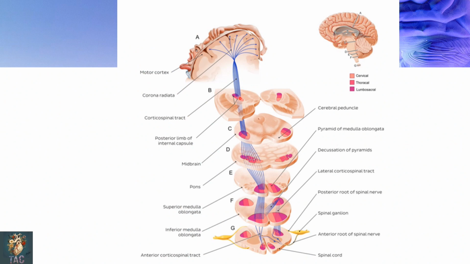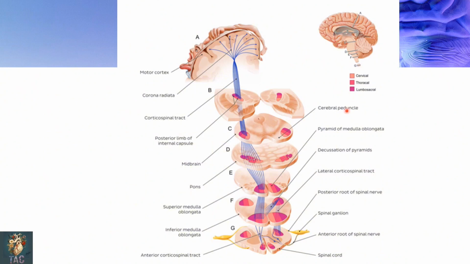Here again in this diagram you can see the corona radiata, then the internal capsule, and the corticospinal fibers which are present in the posterior limb and genu of the internal capsule, then passing through the crus cerebri of the midbrain, then the anterior part of the pons, then the upper part of the medulla in the pyramids, then the lower part of the medulla crossing to the opposite side, forming the pyramidal decussation, and then descending as the lateral corticospinal tract. Few of them, only nearly 10%, do not cross and descend as the anterior corticospinal tract, which crosses at the level of the spinal cord to the opposite side.